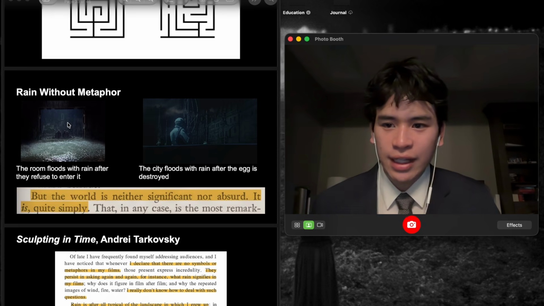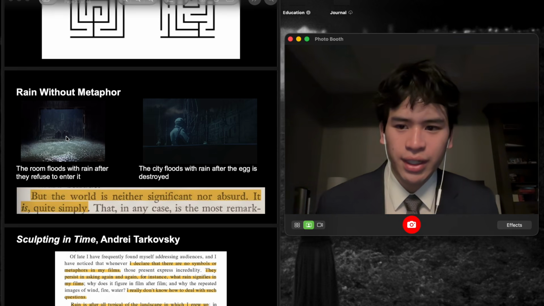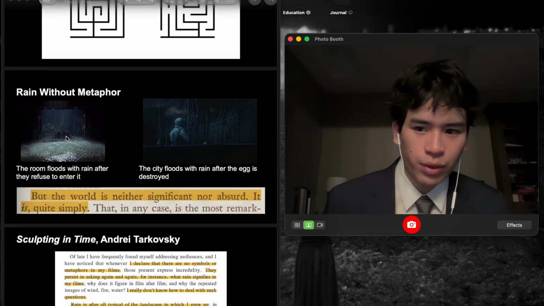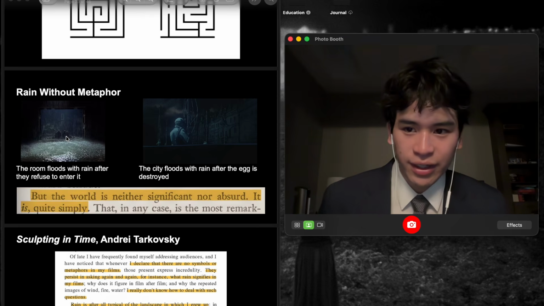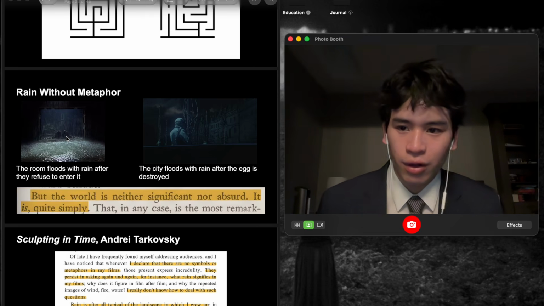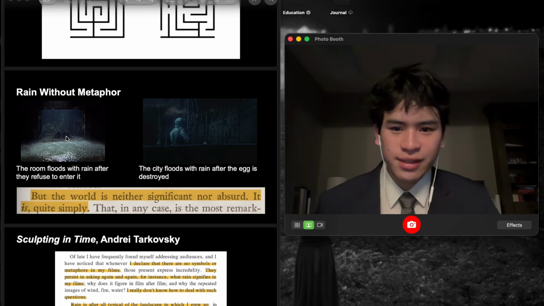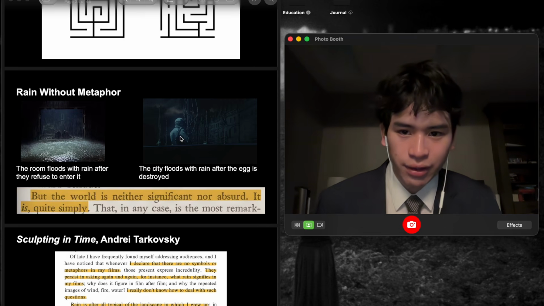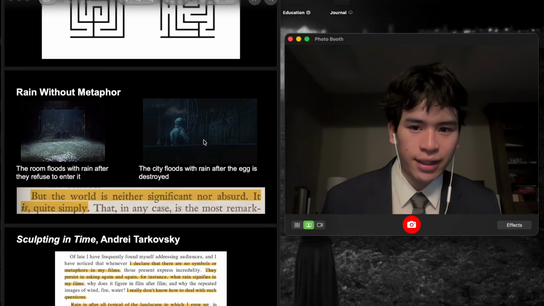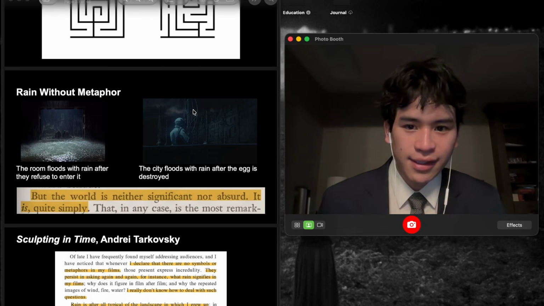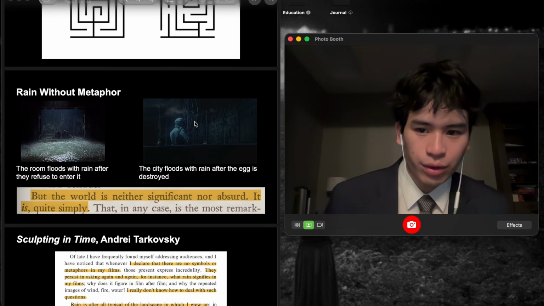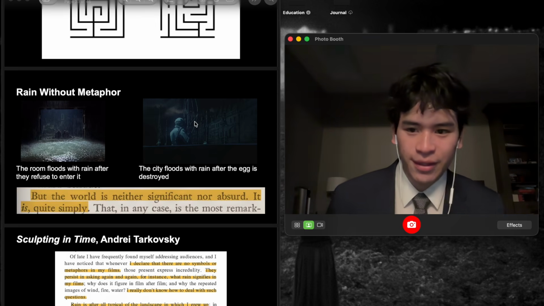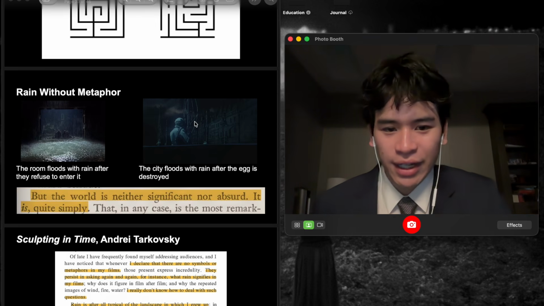Now, after the characters of Stalker refuse to go into the room, the room mysteriously floods with rain. And again, this is an inside area, it's not outside, but rain seems to fall very mysteriously. Similarly, and very peculiarly, after the boy or the man in Angel's Egg shatters the egg, the city begins to rain, and it floods with rain, almost a biblical amount of rain. And so why does this happen, right?